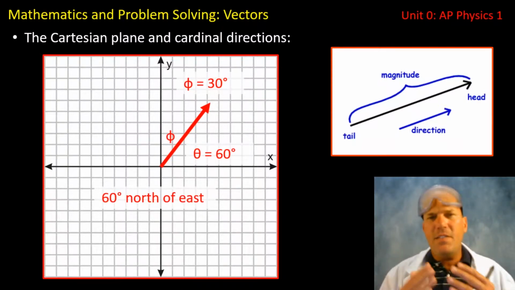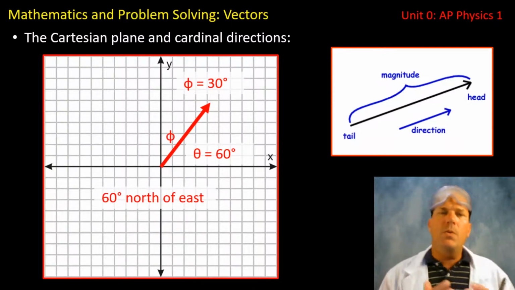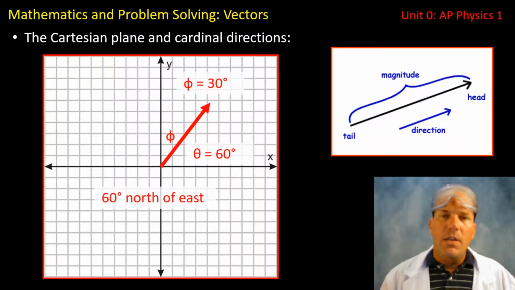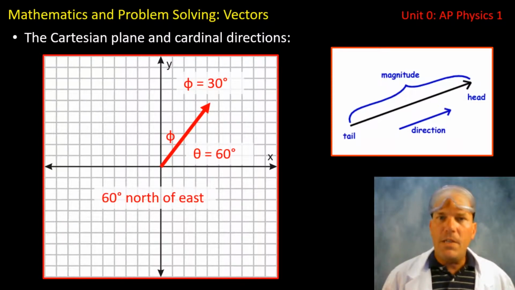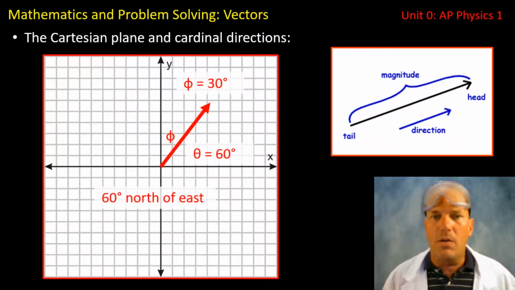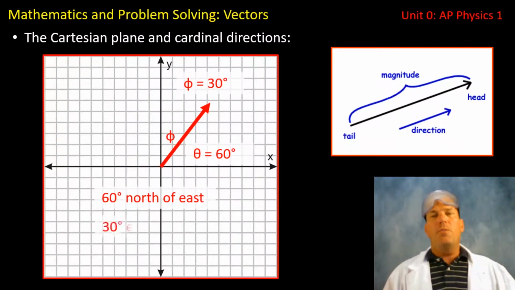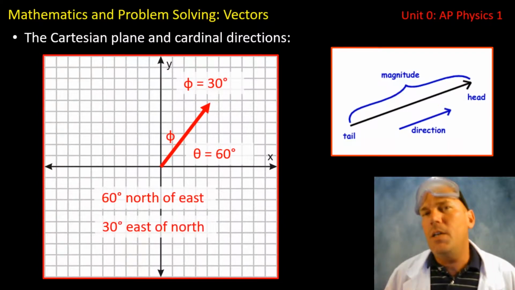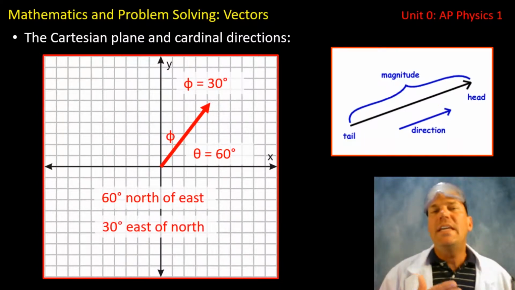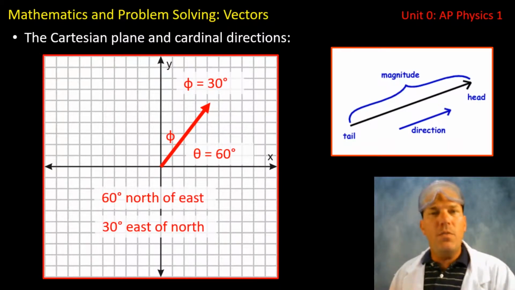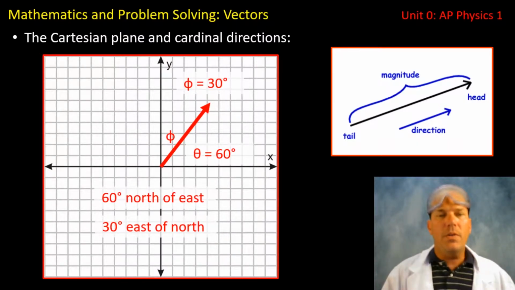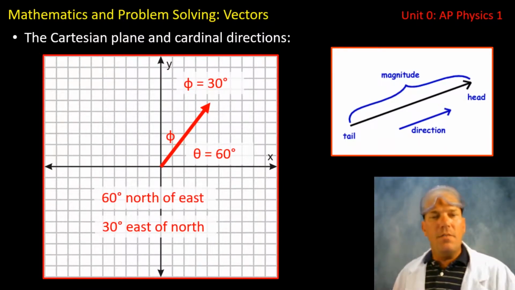Well, in this case, phi is equal to 30 degrees. So pause the video, see if you can describe this using cardinal directions. So we get that this is 30 degrees east of north. 30 degrees east of north.